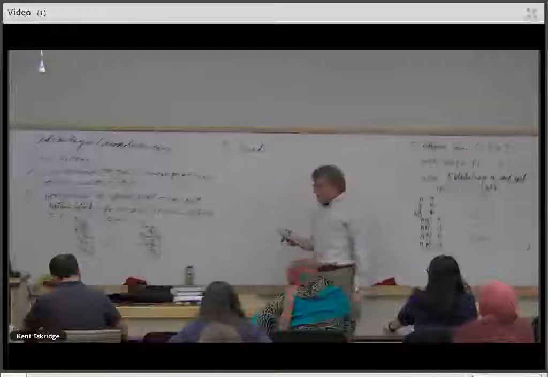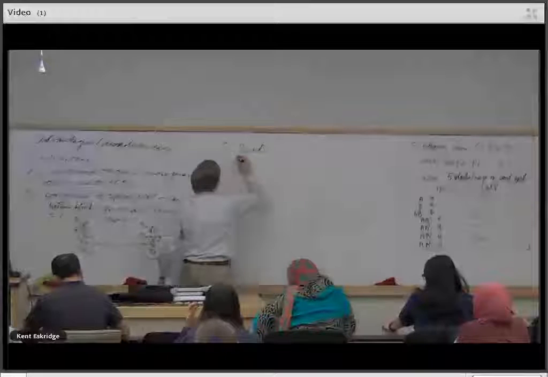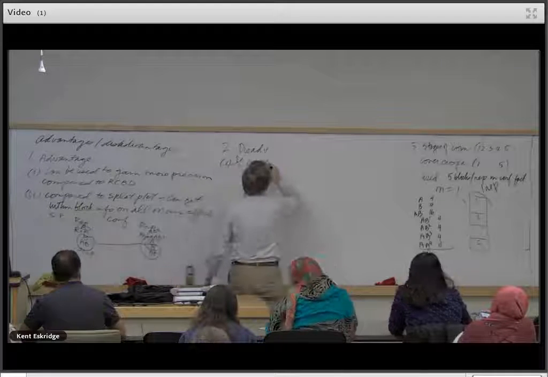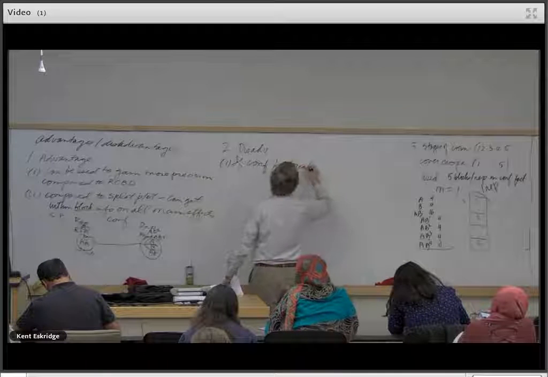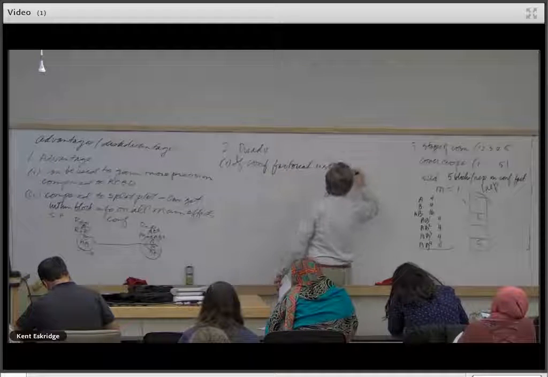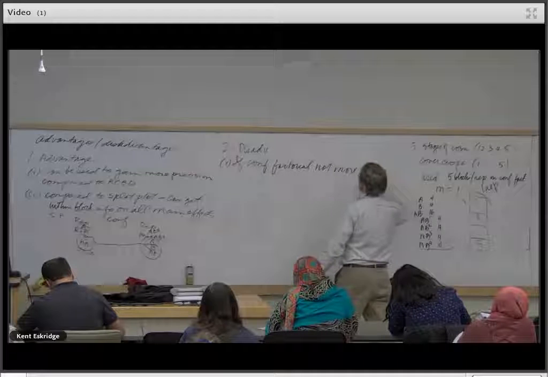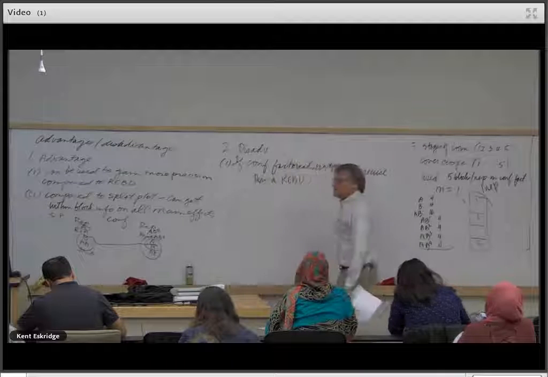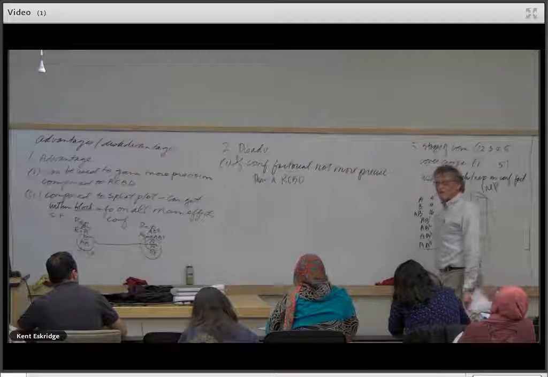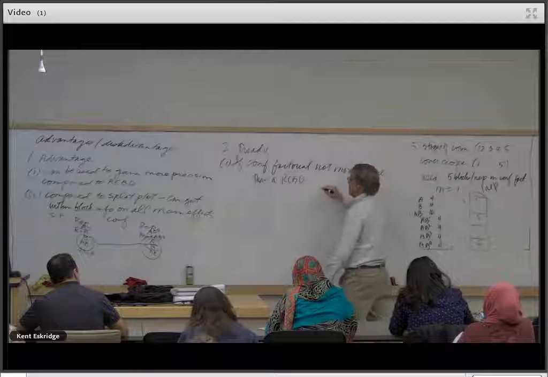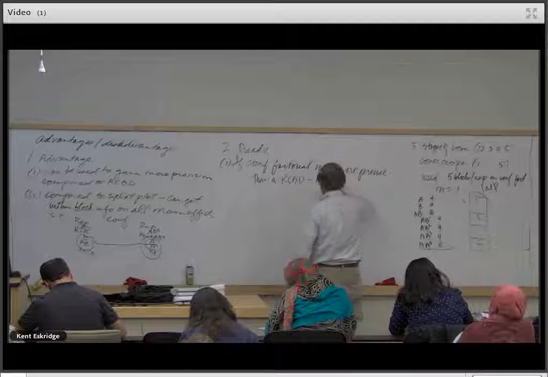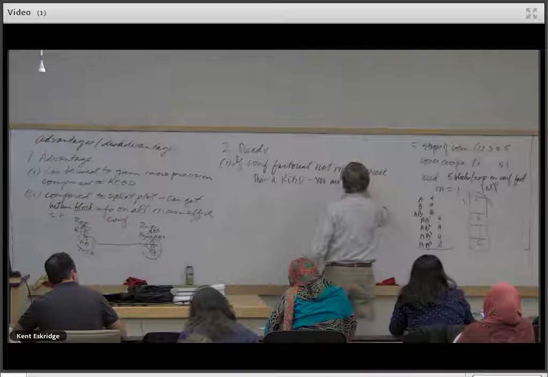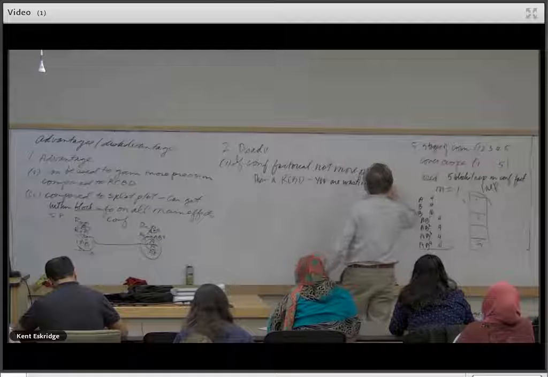So confounded factorials are not more precise. If confounded factorials are not more precise than an RCBD, you're wasting your time, right? It's not worth it, okay? Much wasted effort. You're wasting time and effort.